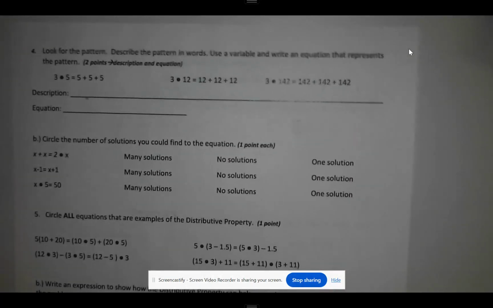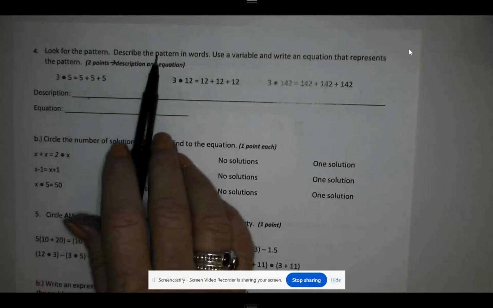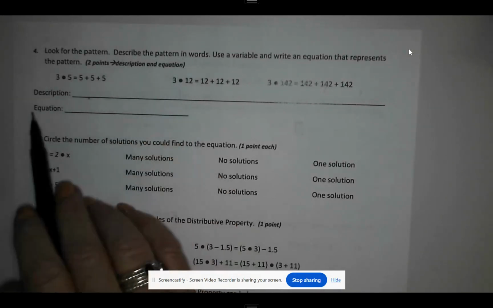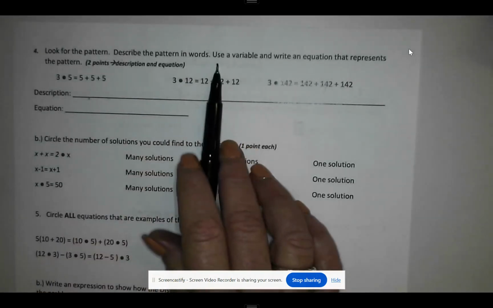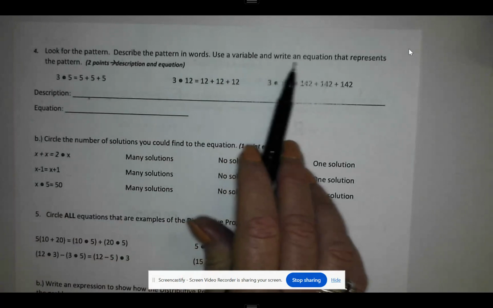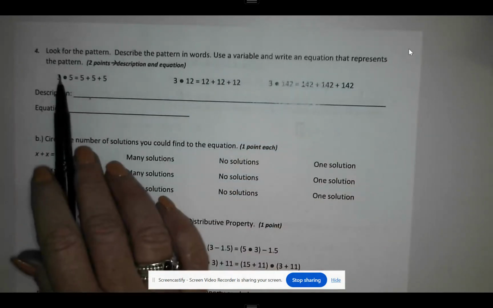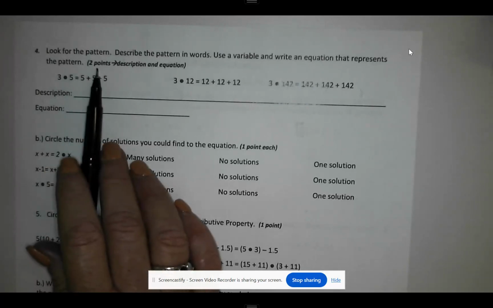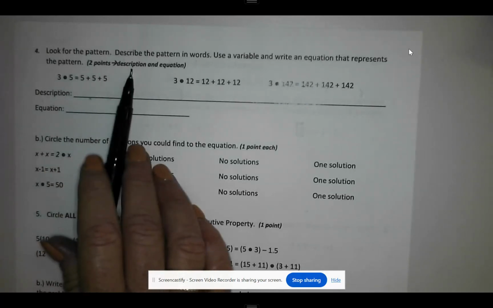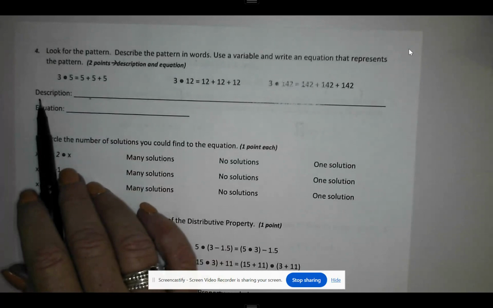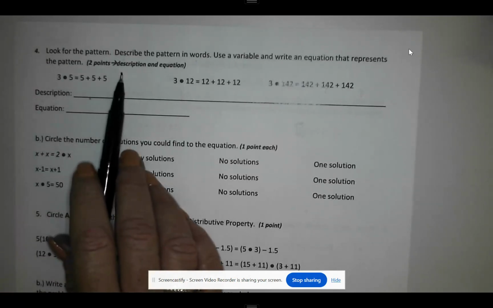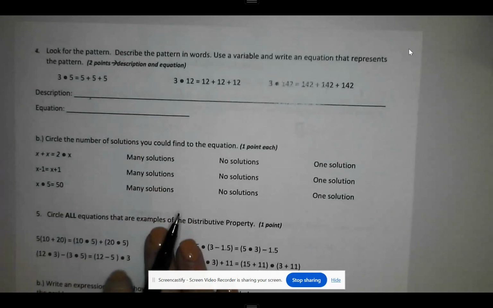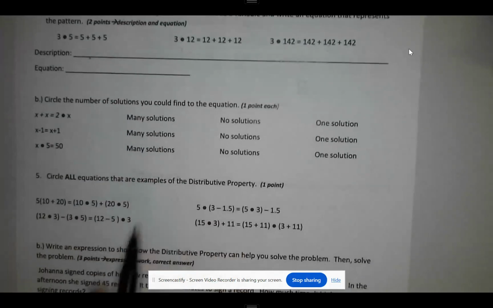Number 4 says, look for the pattern. Describe the pattern in words. That's this first part right here in description. Then use a variable and write an equation that represents the pattern. It's worth 2 points for the description, this part right here in words, and the equation. Remember to look for your constant and what changes and what math operation you use.